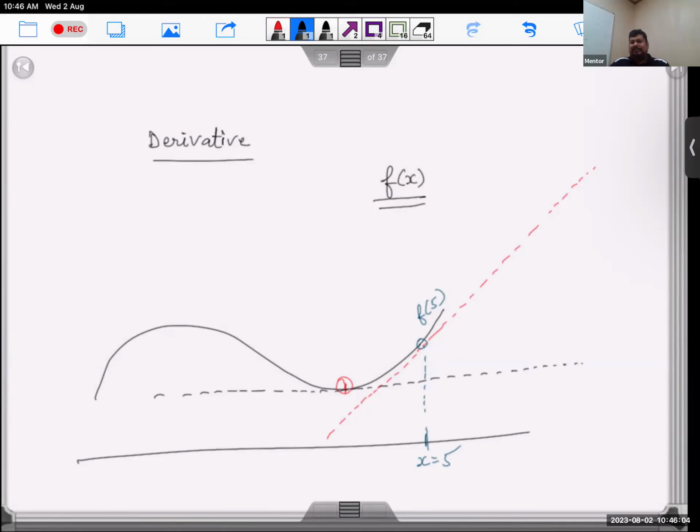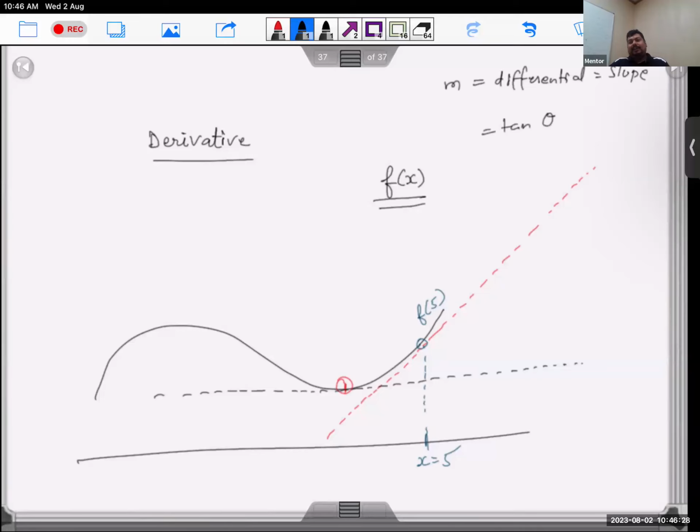Again, think. Tan of 0 is what? 0. Tan theta is sin theta by cos theta. Sin 0 is 0, cos 0 is 1, so 0 by 1 is 0. Does that make sense? Yes. We say that m is nothing but the differential, which is the derivative, the slope. Slope is given by tan theta.